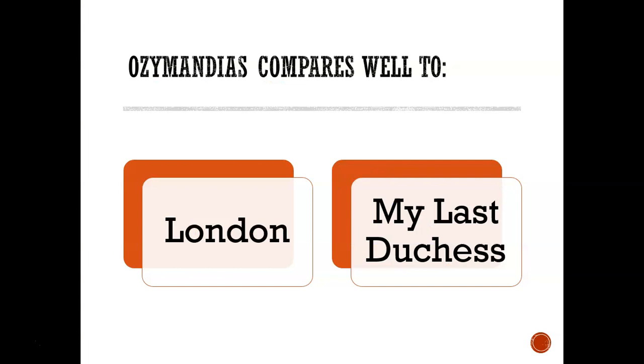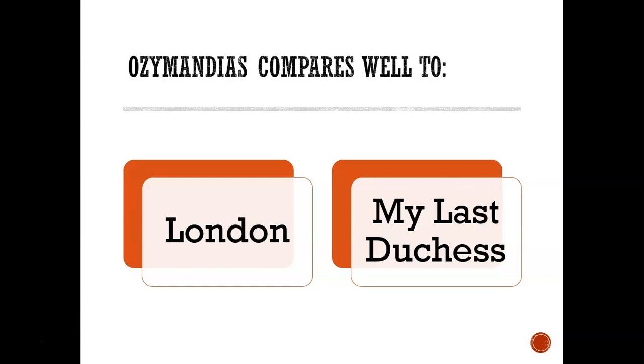So the two I would compare would be London and My Last Duchess. Those are the ones I feel compare most strongly to Ozymandias. In today's video, we're going to compare to My Last Duchess. As with my Year 10 class, it is the last poem we studied, and other Year 10s at Reigate School will have studied this poem or will be in the process of studying this poem.